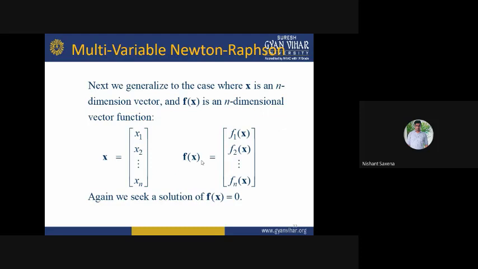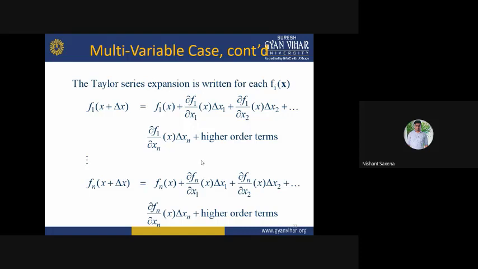Now the multivariable Newton-Raphson, we have to generalize the case where x is an n-dimensional vector and f of x is an n-dimensional vector function. In the previous example, we have considered x as a scalar quantity. But what if the function f of x, or x, is an n-dimensional vector? So now what is the solution? We will again seek a solution for f of x equal to 0. That is, this f of x must reach 0, or tend towards 0.